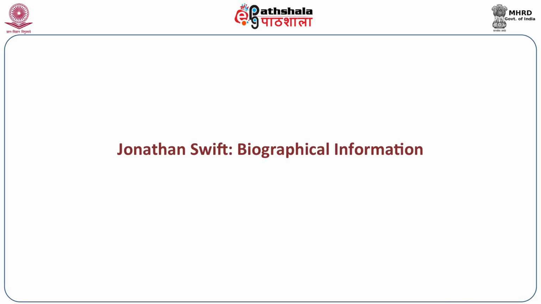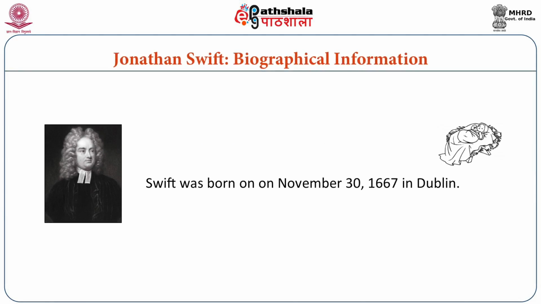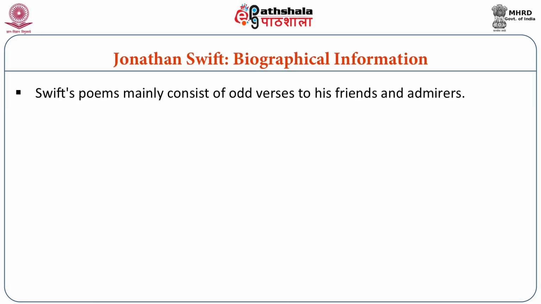To move on to Jonathan Swift, briefly, we cover his biographical information. He was born on November 30th, 1667 in Dublin. Though born to English parents, he had to, however, leave Ireland and move to England later on, and in 1688, he came to England. There later, he starts his writing career, and his poetry was mainly in the form of odd verses written to friends and admirers.